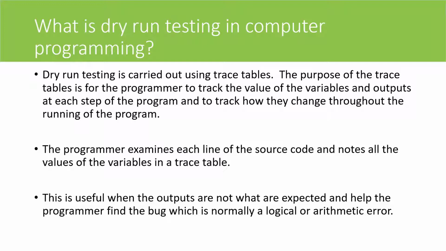Essentially, the programmer is running the algorithm in their own head. So the programmer examines each line of source code and notes down the values of the variables in a trace table. So at each step, the programmer is recording those values. This is really useful for debugging when you have a problem with your code, particularly a logical error that you're trying to identify, and you really need to go into the algorithm, try and understand the algorithm, and make sure it's working in the way that you want it to be working.